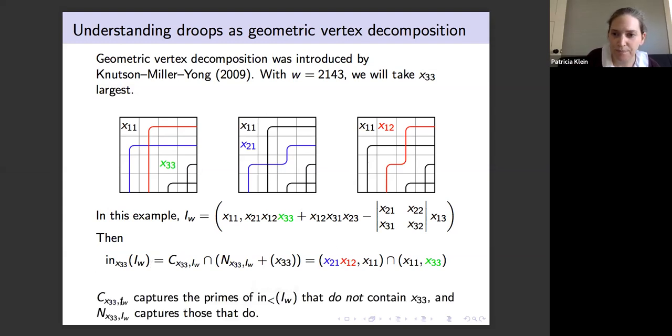So this ideal C, the ideal playing the role of the link, is capturing for us all of the primes that do not contain x33. So C will never involve x33. And this ideal here, N plus x33, certainly all of its minimal primes and all of the minimal primes of its Gröbner degenerations contain x33. So we're splitting the set of primes of the initial ideal of I_W into two sets, those that contain my strongest variable and those that don't.